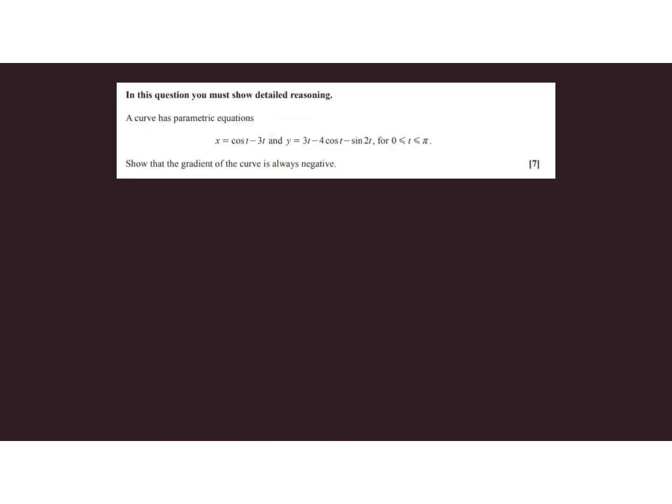So our final problem involves parametric equations. We're given x equals cos t minus 3t, y equals 3t minus 4 cos t minus sine 2t, and we are working with differentiating trigonometric functions, so we have to be working in radians. So the question says, show that the gradient of the curve is always negative.